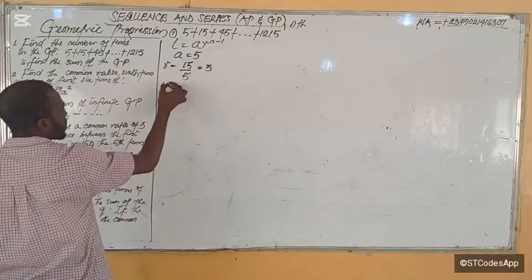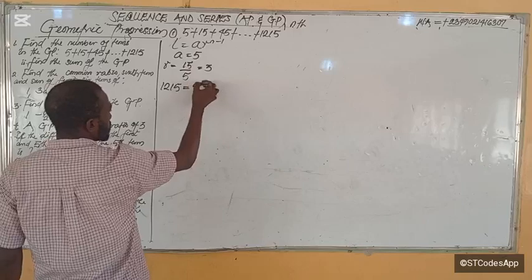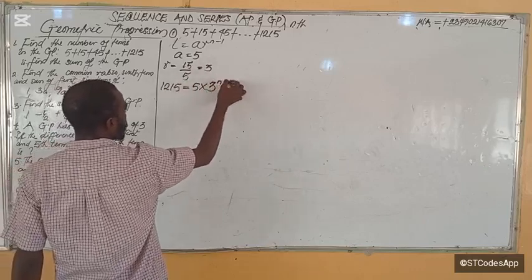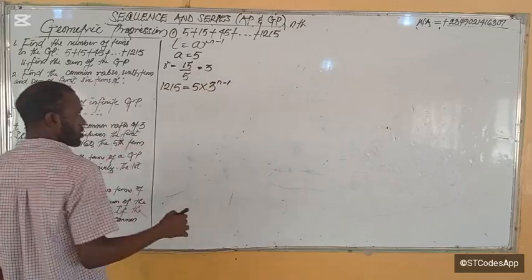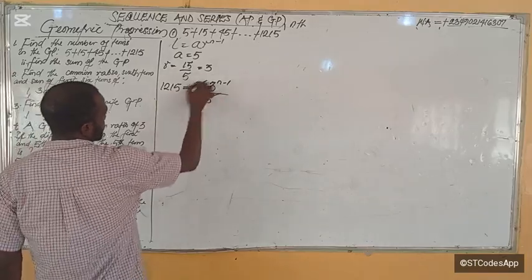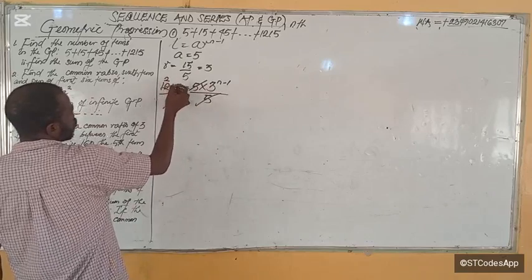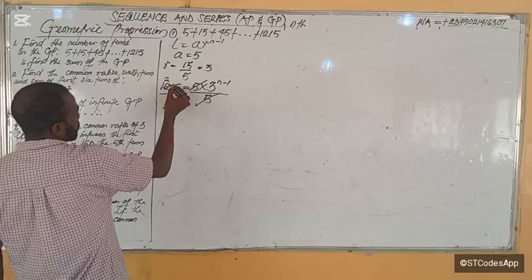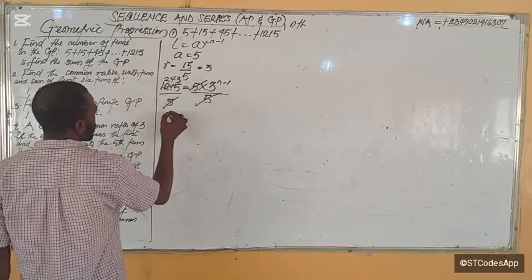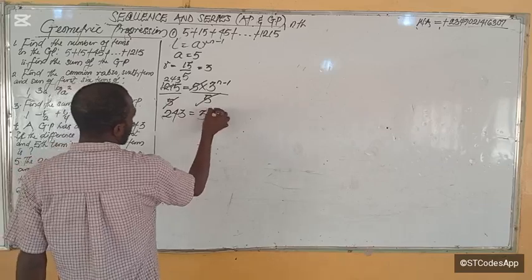Last term has been given to us as 1215 is equal to A, which is 5, times the common ratio, which is 3, raised to power n minus 1. Is this n we are looking for? So from here we can divide by 5. 5 takes care of this here. We have 243 equal to 3 raised to power n minus 1.